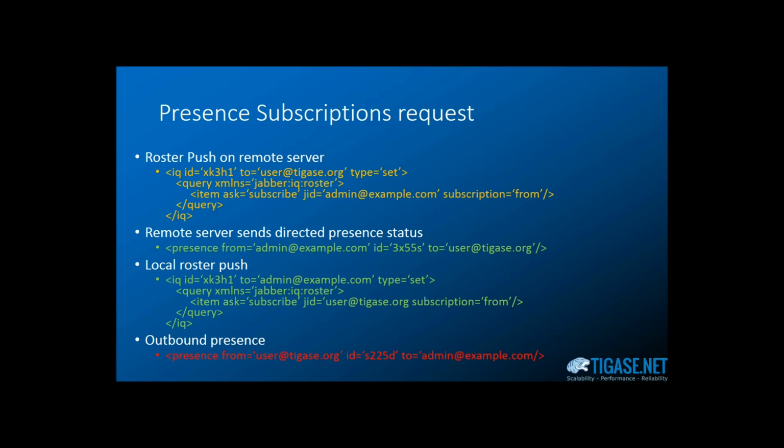Internally on the remote server, that roster push is then created using an IQ stanza, and now noticing that the description is from. The remote server now sends a directed presence stanza to admin@example.com, letting know that user@tigase.org is online. The local server, having received a presence stanza from user@tigase.org, creates a local roster push, now adding the subscription type of from for admin@example.com. And finally, an outbound directed presence from admin@example.com is sent to user@tigase.org, letting them know that they are online and ready for chat.